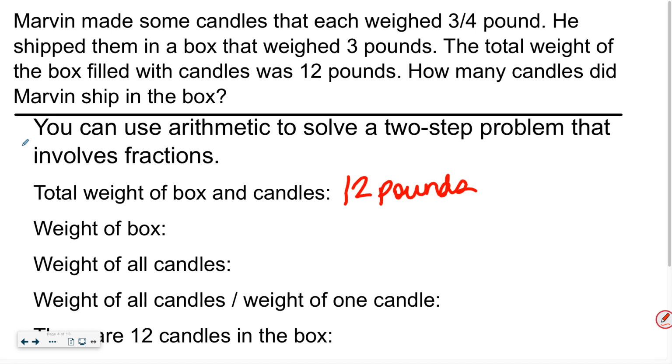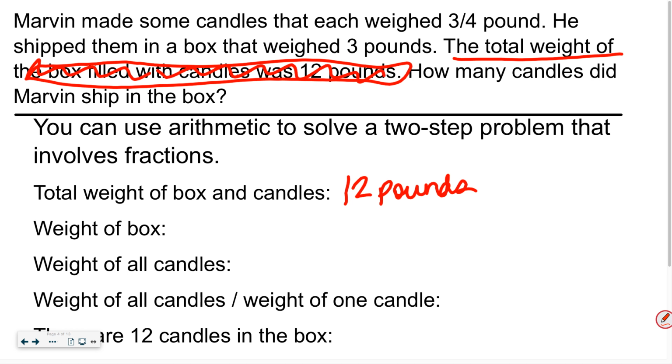Okay, so here we know, because we're told in the problem, the total weight of the box filled with candles was 12 pounds. So I'm going to cross that out because I don't need it anymore. I've already identified that information. What's the weight of just the box? 3 pounds. The box weighed 3 pounds.